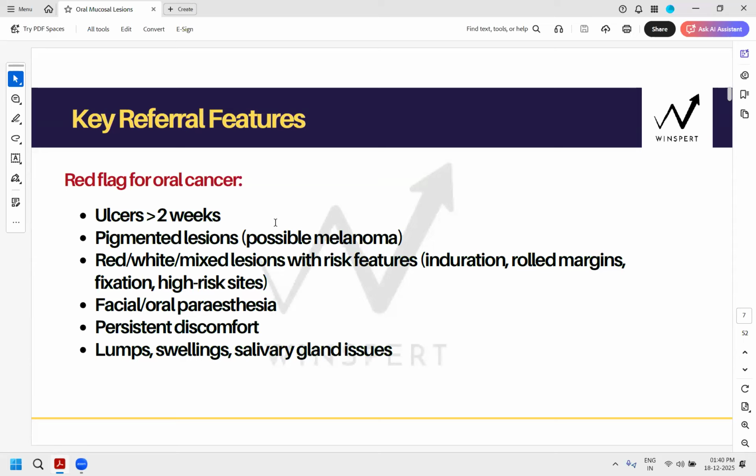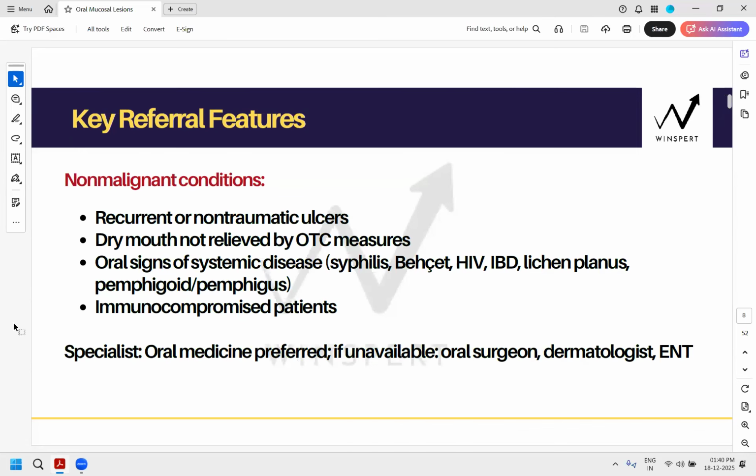So far, both the categories completely understood, memorized, yes or no? Now, the third category, which is your non-malignant conditions which warrant your specialist referral, is your recurrent or non-traumatic ulcers. So any ulcers that recur and non-traumatic ulcers in children, dry mouth which is not relieved by over-the-counter measures, and oral signs of systemic diseases like syphilitic ulcer, Behçet's ulcers, HIV.